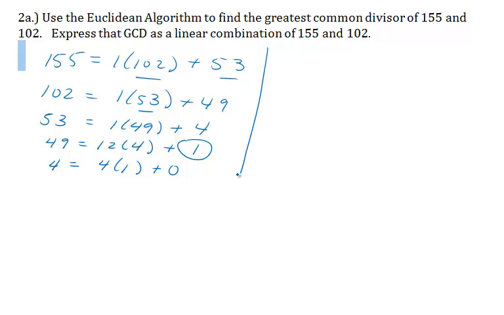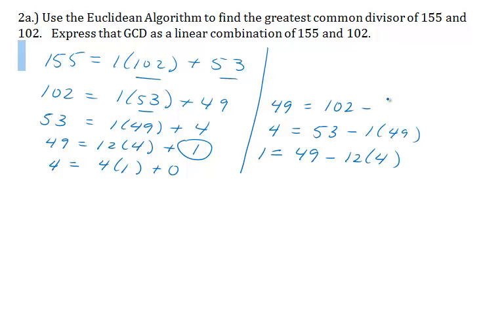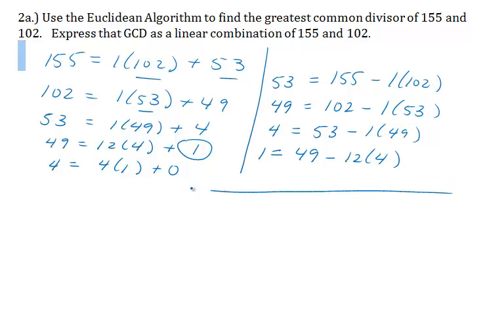Next, solve each one of these equations for the remainder. So 1 is equal to 49 minus 12 times 4. 4 is equal to 53 minus 1 times 49. 49 is equal to 102 minus 1 times 53. And 53 is equal to 155 minus 1 times 102. The process is going to be exactly the same. We're just going to have a few more steps here.